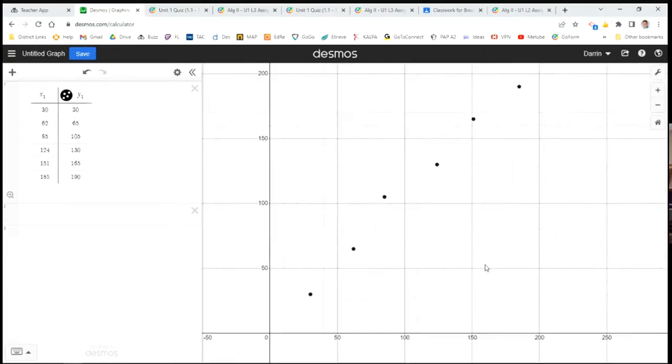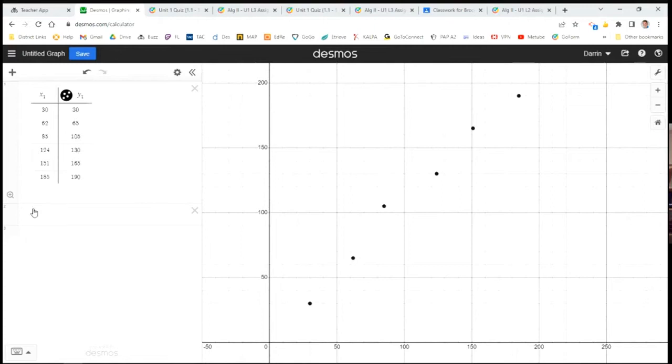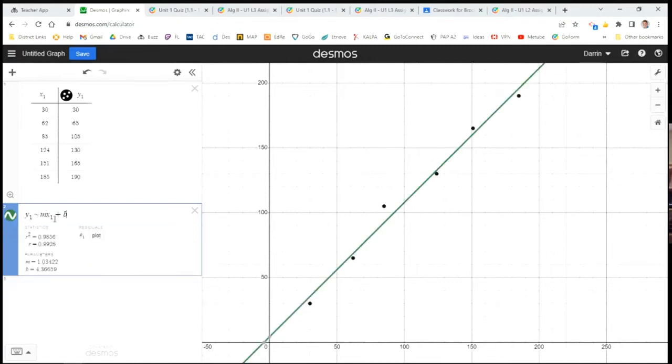Now we can ask Desmos, since we know that's linear, y1, using the tilde instead of the equals, mx1 plus b. This says the m is 1.034 and the b is 4.366. Let me write that down. So it says an m of 1.03422 and a b of 4.36659.